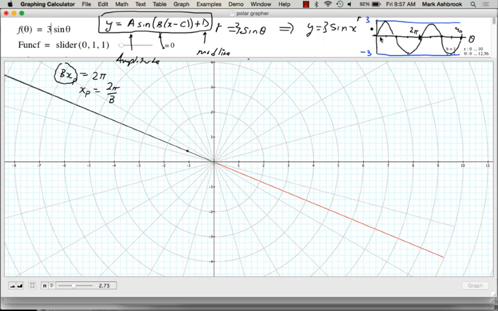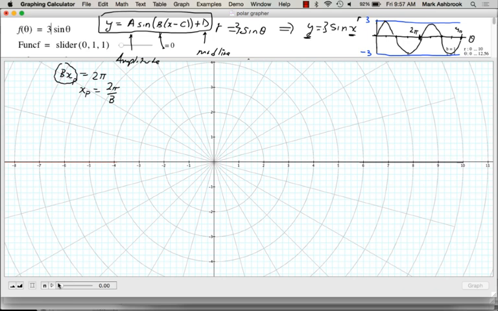I wrote y and x, but just to emphasize that I'm putting it in rectangular coordinates. But thinking about it in polar, our horizontal axis is theta in the polar plane, and the y-coordinate is r in the polar plane. So we're going to look at this graph that we've sketched, see how theta and r change together, and then apply that to our knowledge of the polar plane.